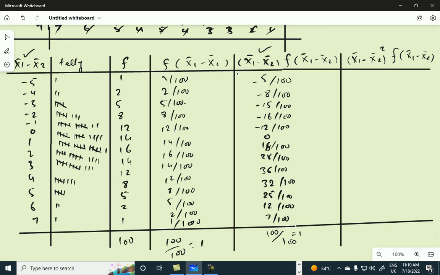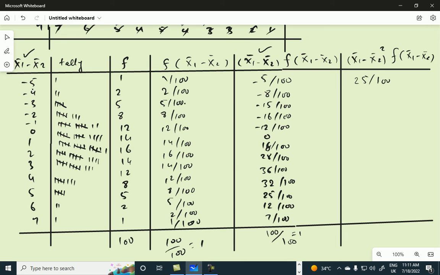If you multiply these two columns, you will get (x1 bar minus x2 bar) square times f of (x1 bar minus x2 bar). The other way to calculate this column is, you can take square of all these values. For example, if you square minus 5, you get plus 25, and you should multiply it with the probability. So, 25 into 1 is equal to 25 over 100. The alternate way is, multiply the first column with the second last column. For example, minus 5 into minus 5 is equal to plus 25 divided by 100. So, you get the same value.